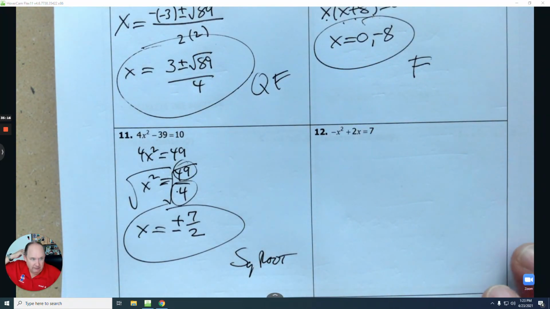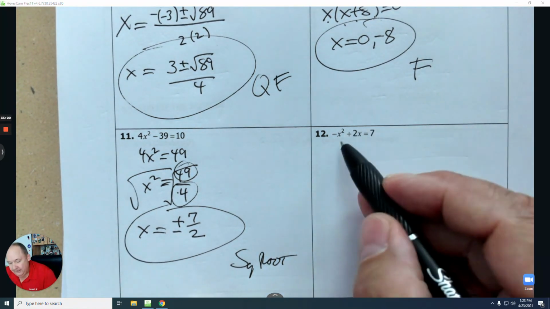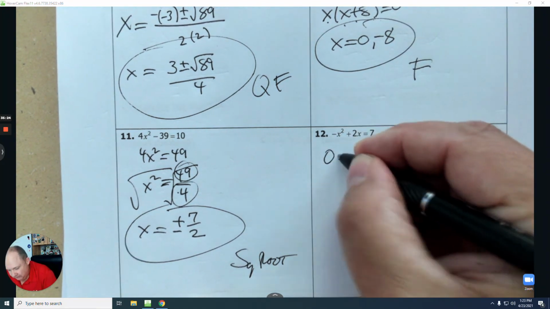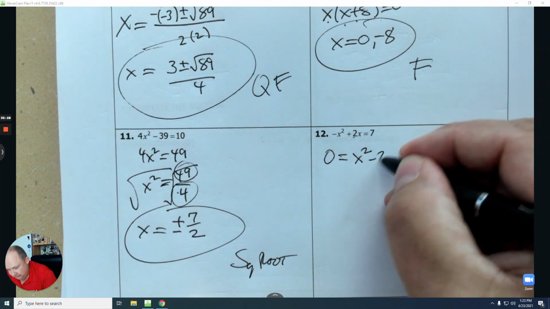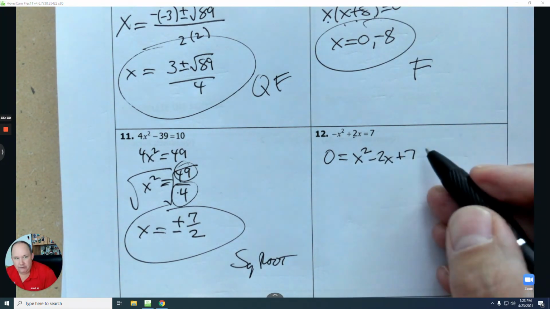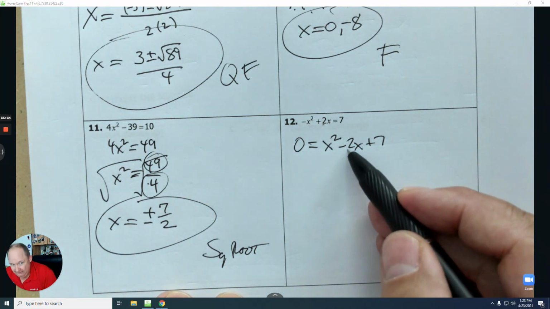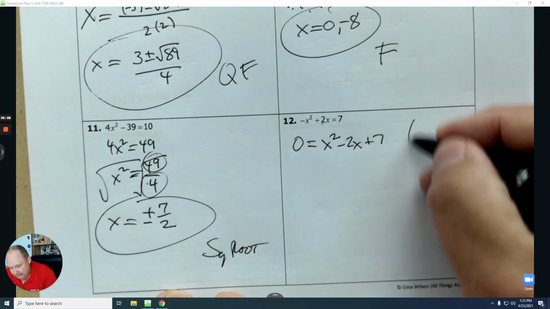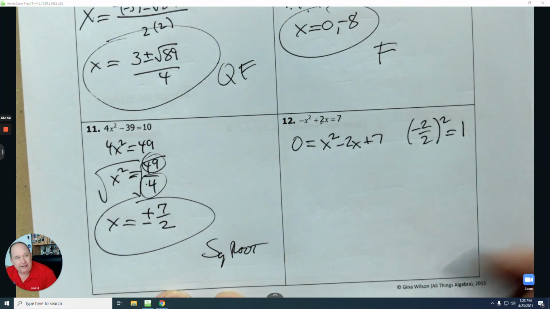For the last one, for this lesson, we need to make it equal to 0. Now, I notice that a is negative 1, but I can easily make it positive 1. So I can add x squared, subtract 2x, and it's already positive 7. It is not factorable, but a is 1, b is an even number. This is set up to complete the square. So b is negative 2. I'm going to divide by 2 and square it. That gives me the answer 1.